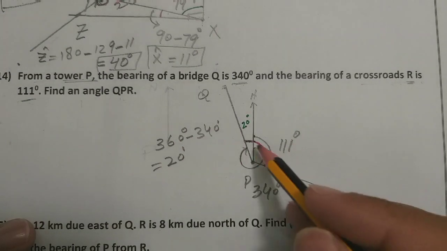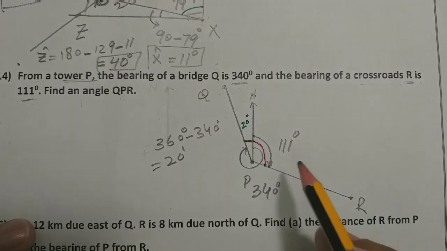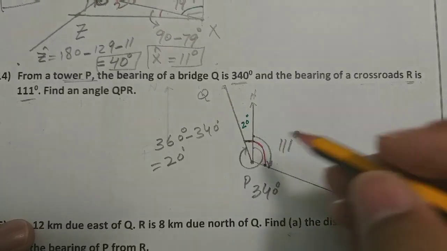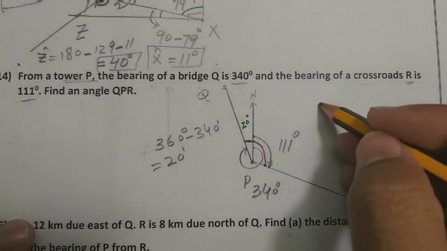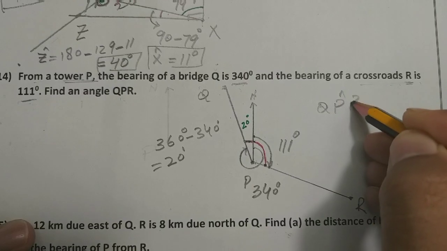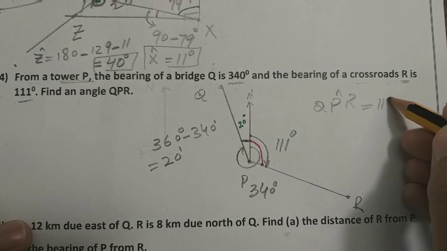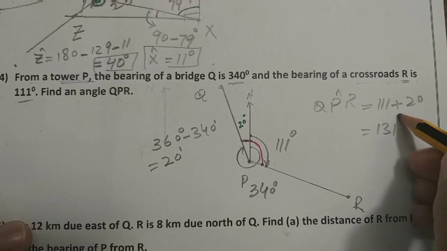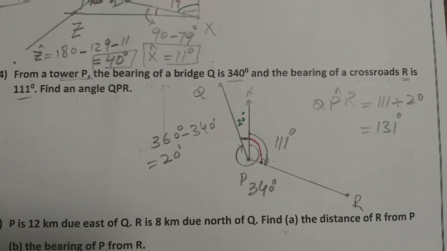We need to find the complete angle, the red one, this line. So this is 111. If we add these two angles, we can get QPR. So QPR equals 111 plus 20, which gives 131 degrees. So this is the answer for this question.